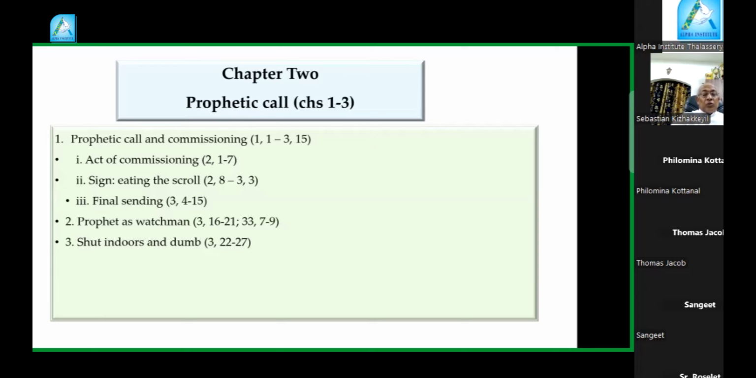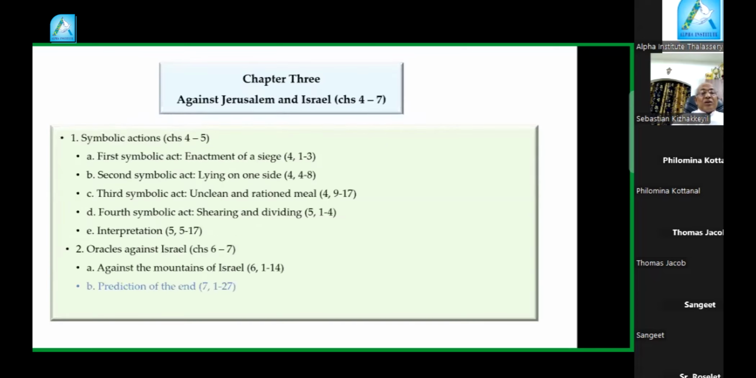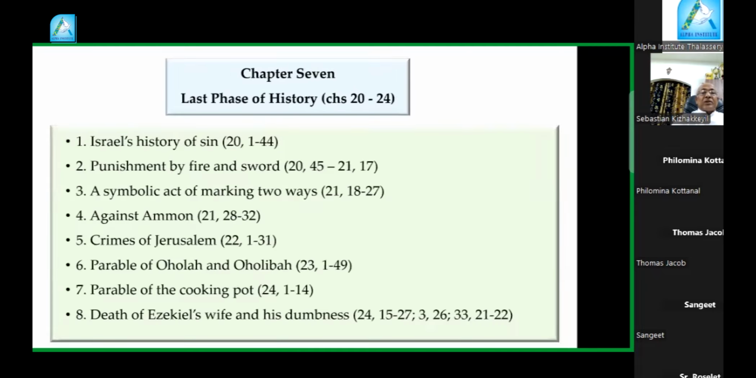Then we go to three different sections: visions, parables, and enacted prophecies. Visions, and the last section, the appendix. We are going to the last section, the appendix.